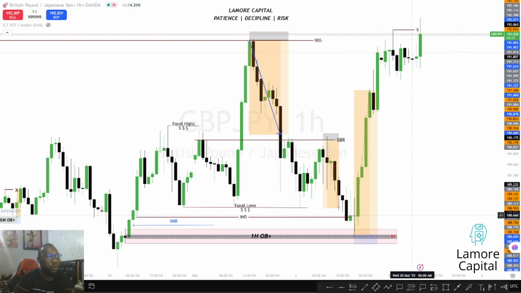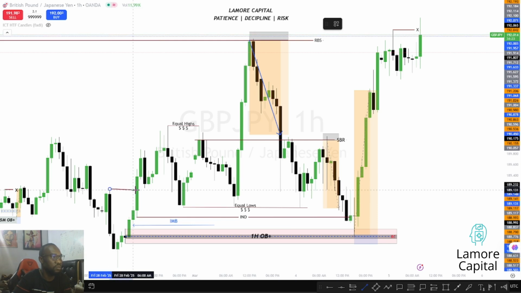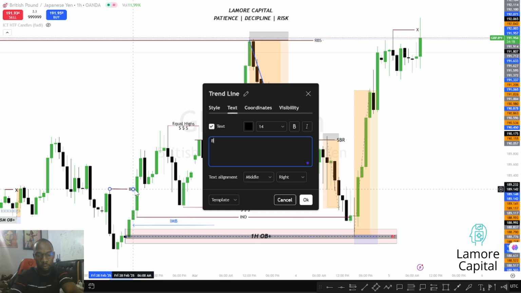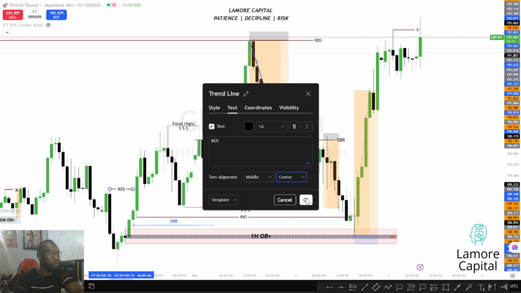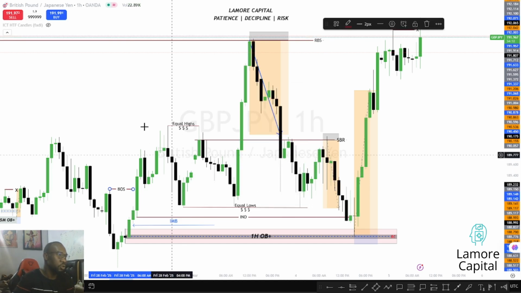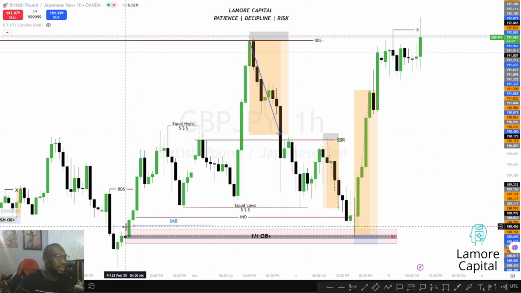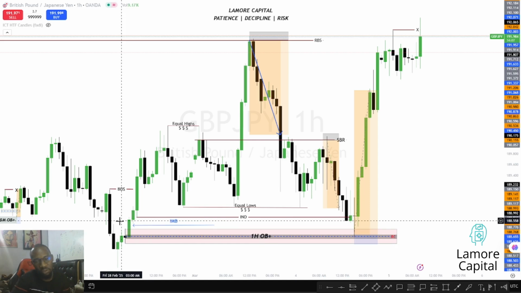Now, the first thing I look at is break of structure. So let's draw our break of structure. I have 4 rules for my SMC strategy. My first is break of structure, here and here. We'll call it BOS. And under my break of structure, what am I looking at? I'm looking at an order block. That's my second rule. This is my order block here.